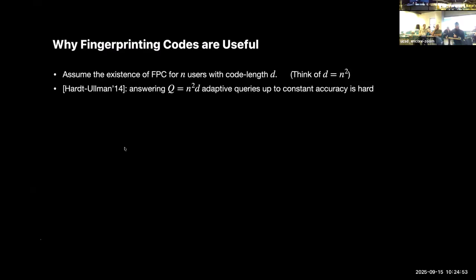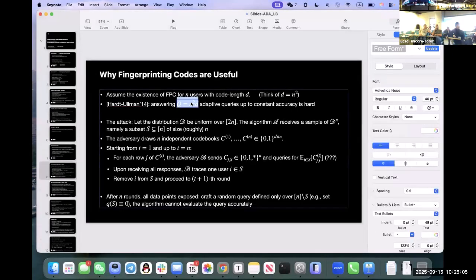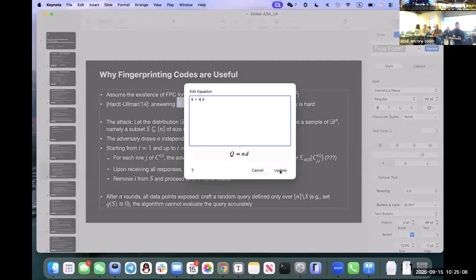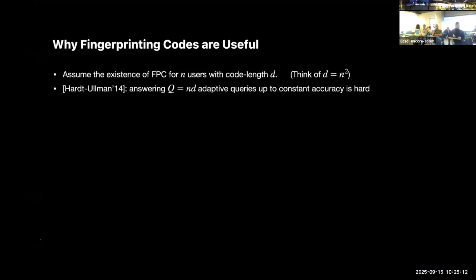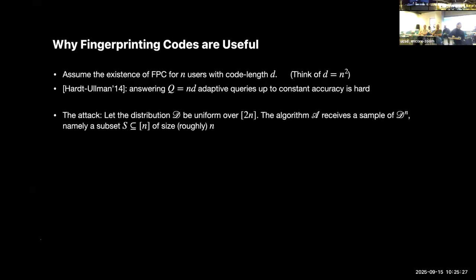It works in exactly the same adaptive data analysis model, and its main result says if you try to answer n squared times, oops, sorry, it should have been n times d. Let me just edit it very quickly. Yeah, so the lower bound paper says answering n times d adaptive queries up to constant accuracy is hard or information-theoretically impossible. And their target is kind of simple once you assume the existence of FPC.